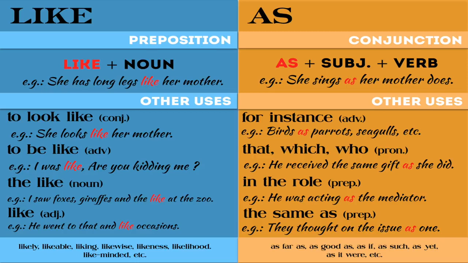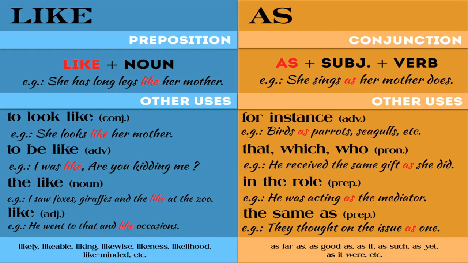So with like, we have an example here with a verb, to look like. In this case, like is a conjunction. She looks like her mother. This means that she resembles her mother. So like in this case is a conjunction.